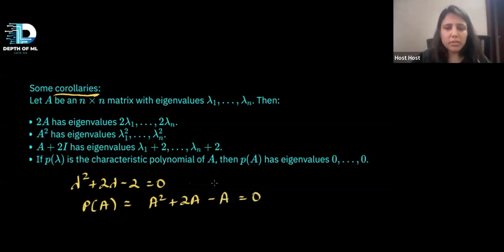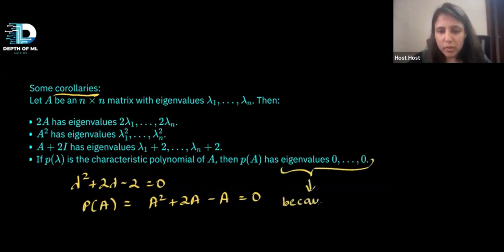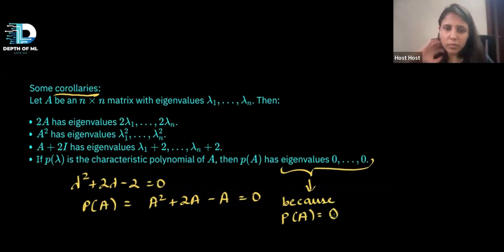Then, oh, basically because this is a zero matrix, we will have all the eigenvalues as 0, 0, 0, right? Fine. Make sense?